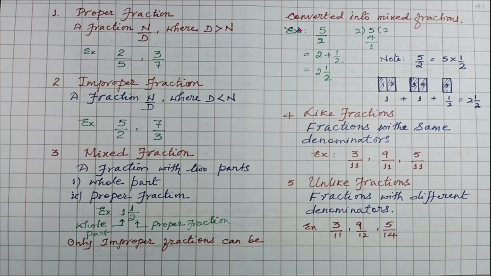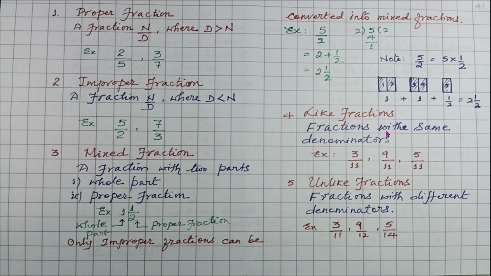For example, 5 upon 2 is an improper fraction because 5 is greater than 2, and to convert this into a mixed fraction, divide 5 by 2. When I divide 5 by 2, 2 times 2 is 4, the remainder is 1, therefore it is 2 plus 1 by 2, or 2 and a half. So this is a mixed fraction. Remember, 5 by 2 is nothing but 5 times a half. Here, if you see, there are two parts and one is chosen; here two parts, one is chosen; here one part, a half, is taken. So 1 plus 1 is 2, 2 plus a half is 2 and a half.